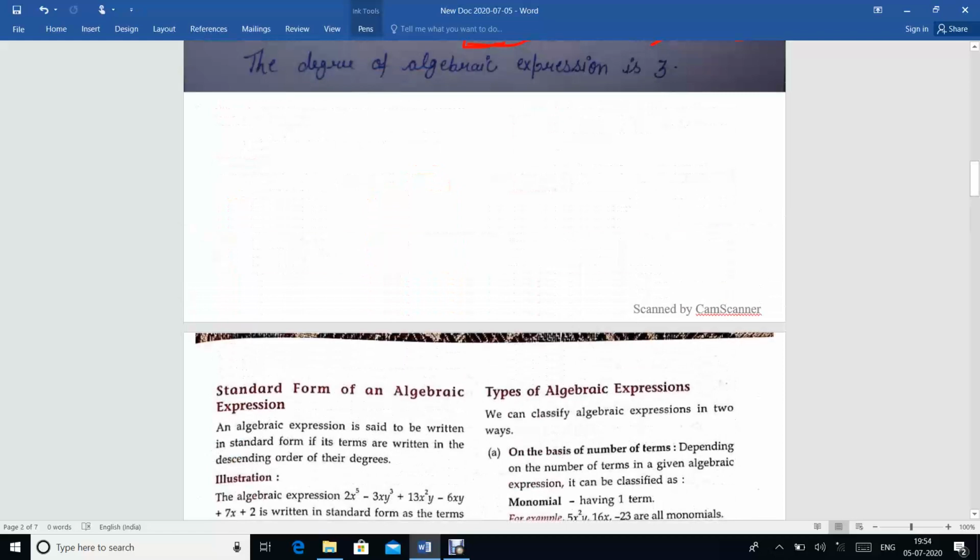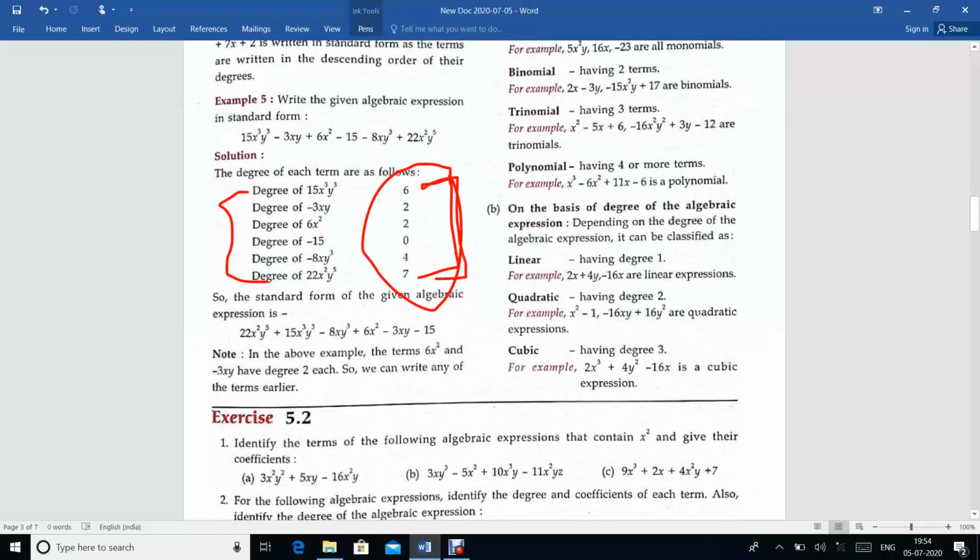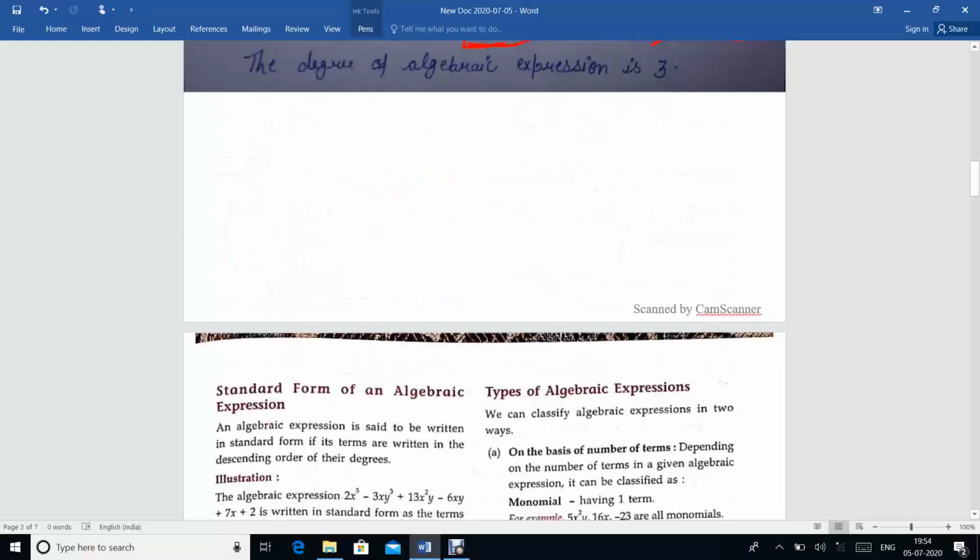Types of algebraic expressions are divided into two parts. First, on the basis of number of terms, and the next is on the basis of degree of the algebraic expression. Firstly, let us have a look on the basis of the number of terms. The first term is monomial.